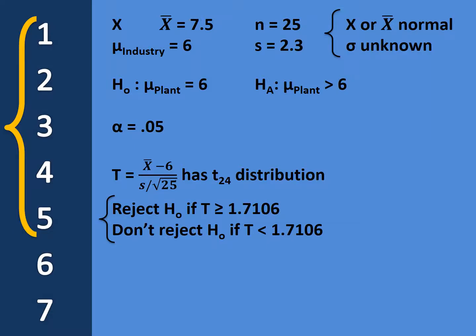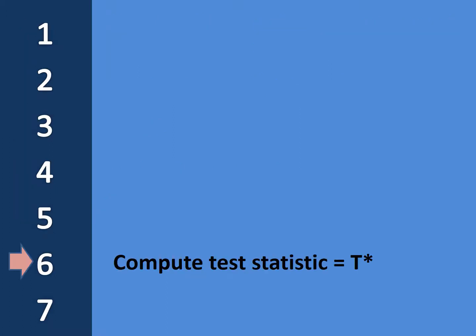We have completed the first 5 steps of our hypothesis testing procedure. The steps and their results are summarized here. They are: 1. State the information and assumptions. 2. State the hypotheses. 3. Choose alpha. 4. Select the test statistic. And 5. State the decision rule. We will consider the last 2 steps one at a time.